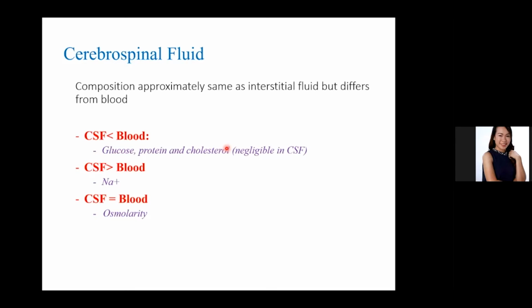So when we talk about the composition of the cerebrospinal fluid, we mentioned earlier that they are approximately the same as that of your interstitial fluid of the brain, but the CSF composition differs with that of the blood, such that in the cerebrospinal fluid, you will find less glucose, protein, and cholesterol. In fact, it is almost negligible to find this in the cerebrospinal fluid. Now, we mentioned the reason why earlier, because these have large molecules.